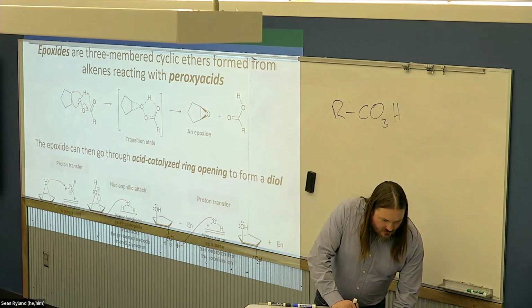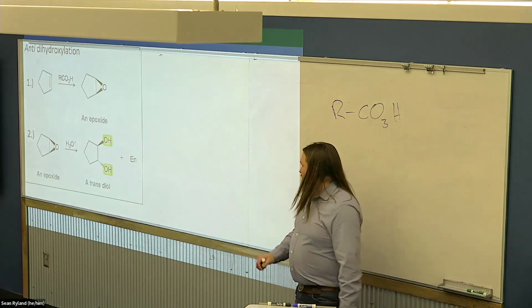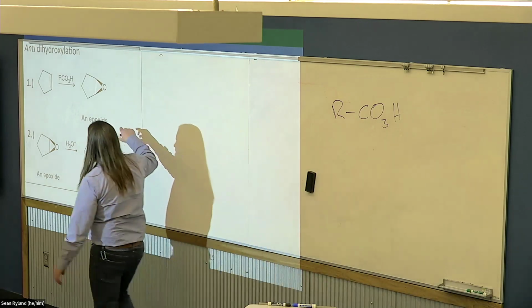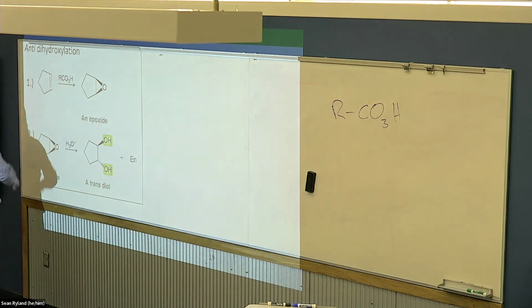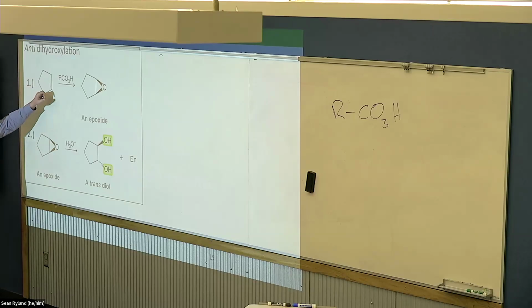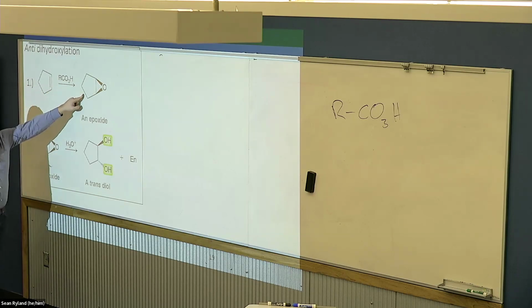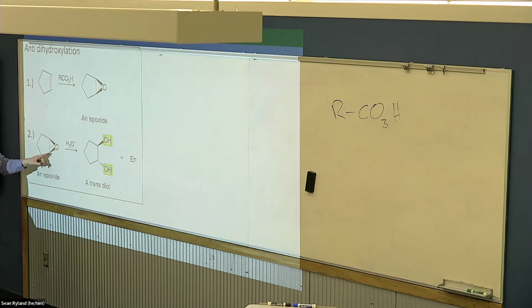All right, so here's the summary slide, the last two. If you want to do anti-dihydroxylation, start by making an epoxide, so here's our peroxy acid. It turns into an epoxide. And then acid catalyzed ring opening, which is just going to protonate here to make a better leaving group, and then water comes in, acts as a nucleophile, and does an SN2. Backside displacement.